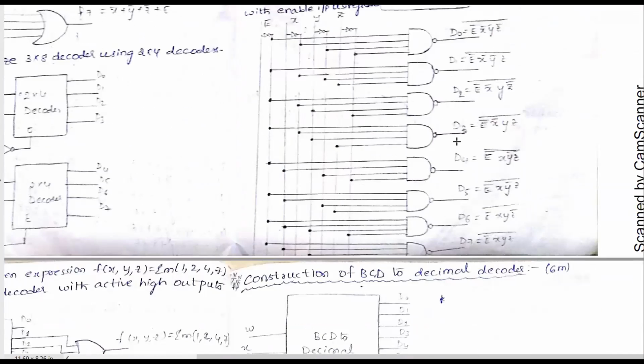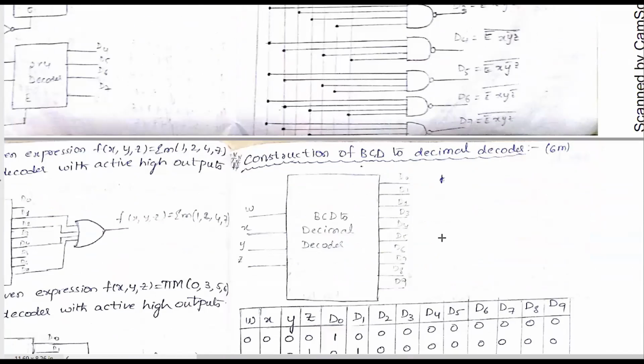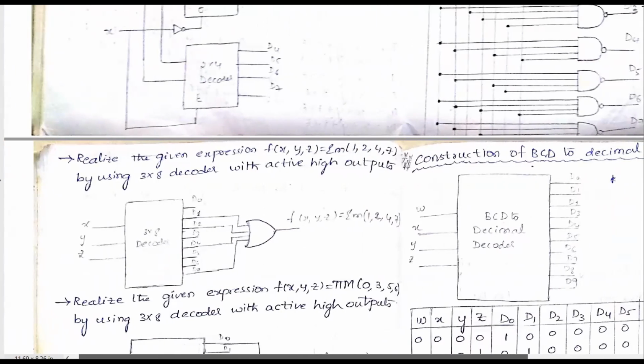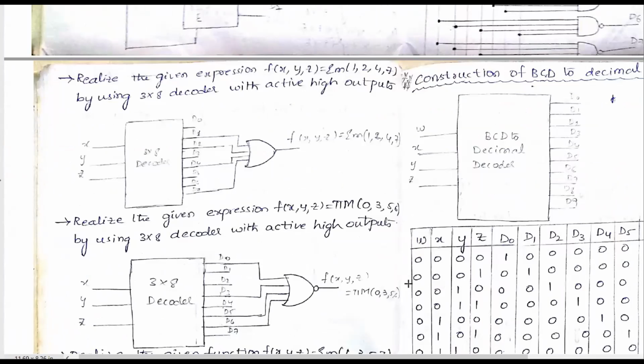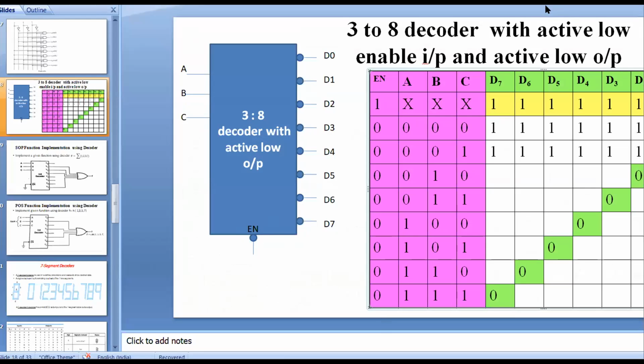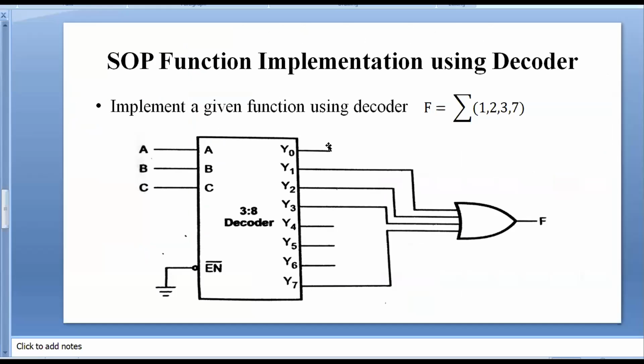Similarly, now we are going to see the realization of a Boolean function, SOP expression or POS expression, using 3 to 8 decoders. Look carefully once. Now we are going to check this. I have taken some SOP function. SOP means sum of product function. We are going to implement it using decoders.